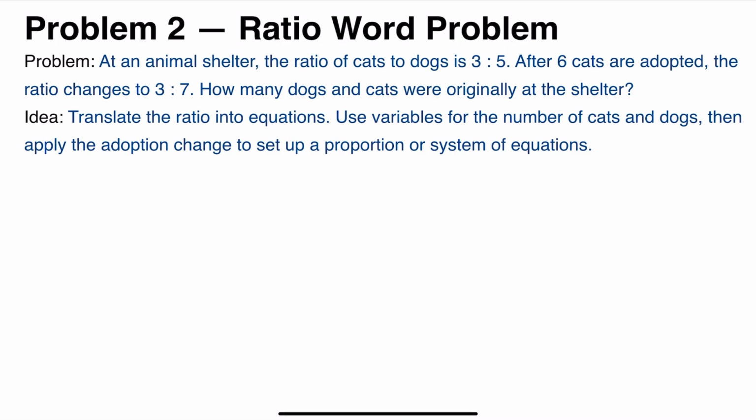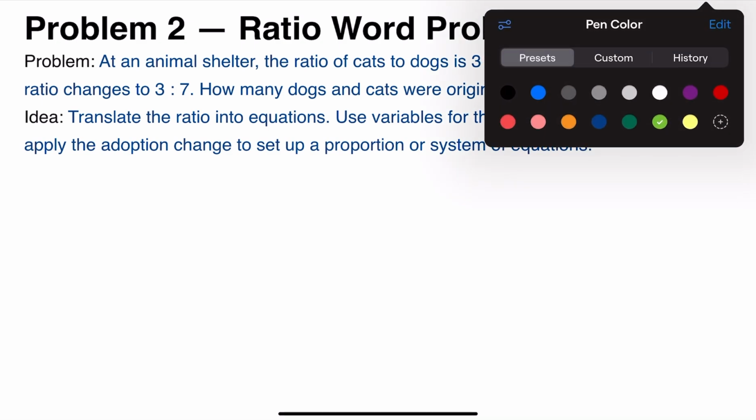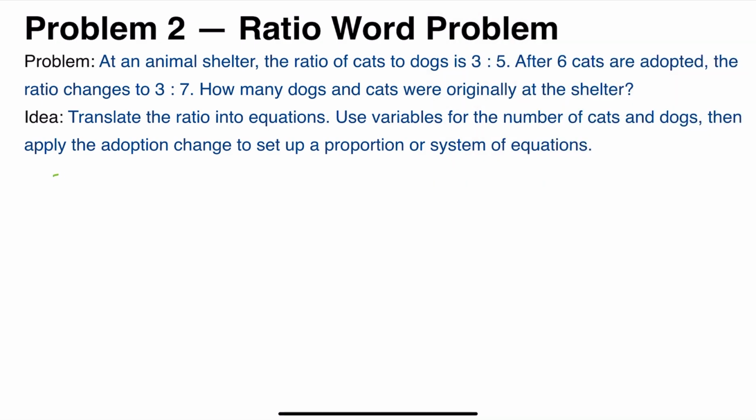Let's say there are 3x cats. Let's start with that variable, 3x cats. There are 3x cats, and let's say that there are 5x dogs originally. Okay, so that's because the ratio is 3 to 5.